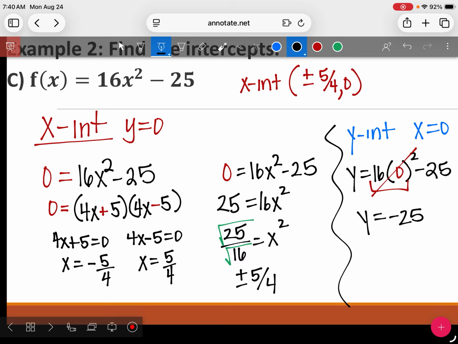So my y-intercept, I would write that as 0, negative 25. And there's only one. There's only one y-intercept, but two x-intercepts. It's a parabola.